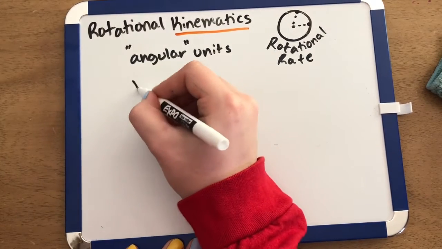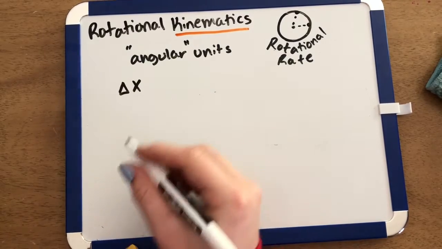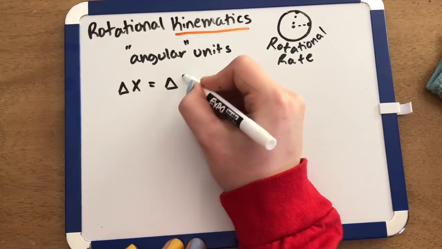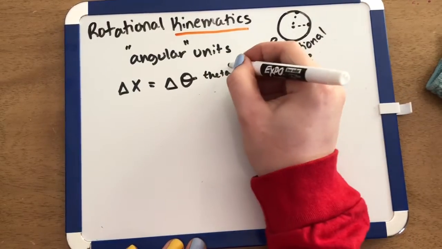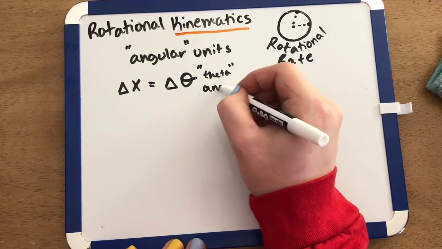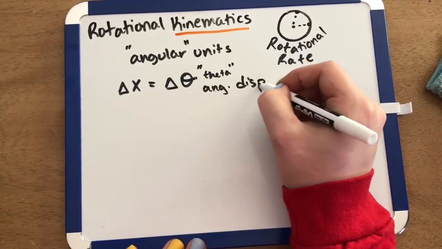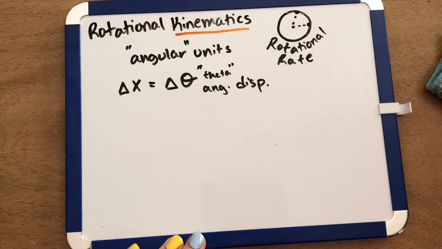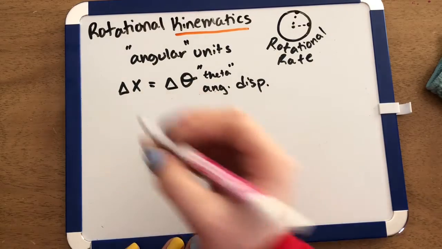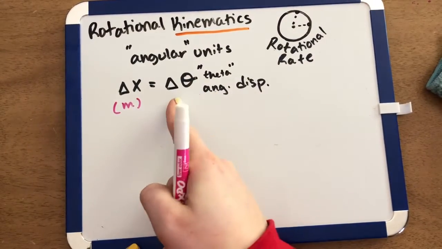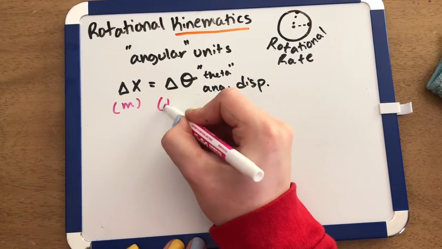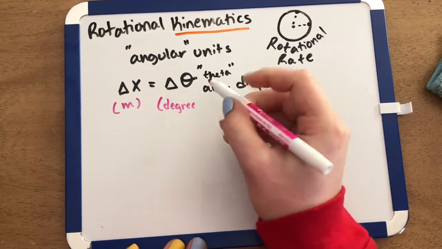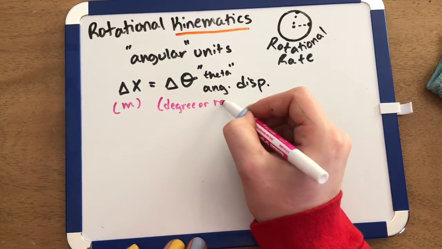So instead of using displacement, we are going to use theta, which is our angular displacement. Okay, and just like our displacement is in meters, instead of using meters, since we're going around a circle, we're going to use degrees, or otherwise in physics we use what's termed radians.